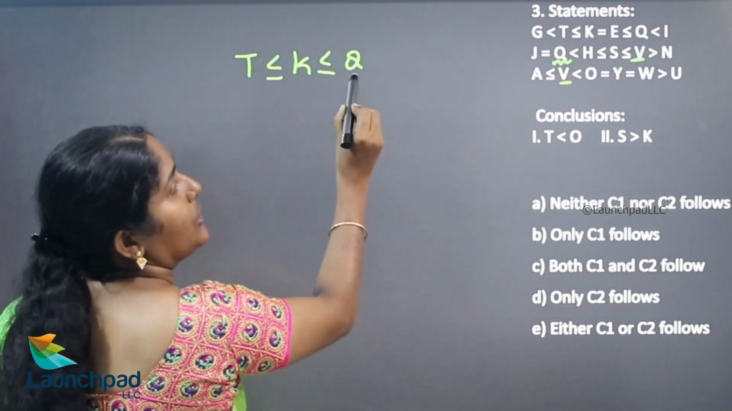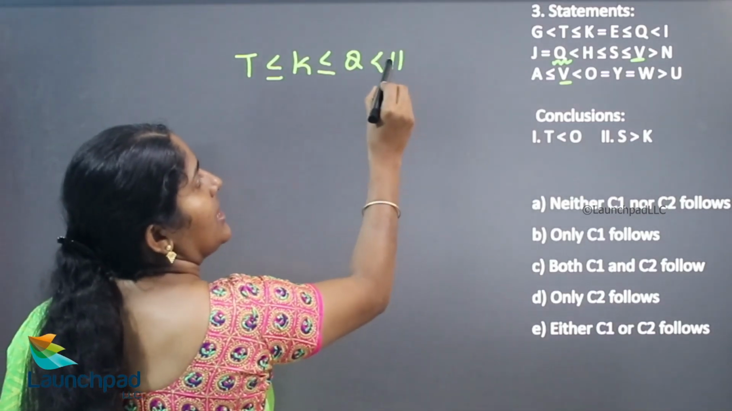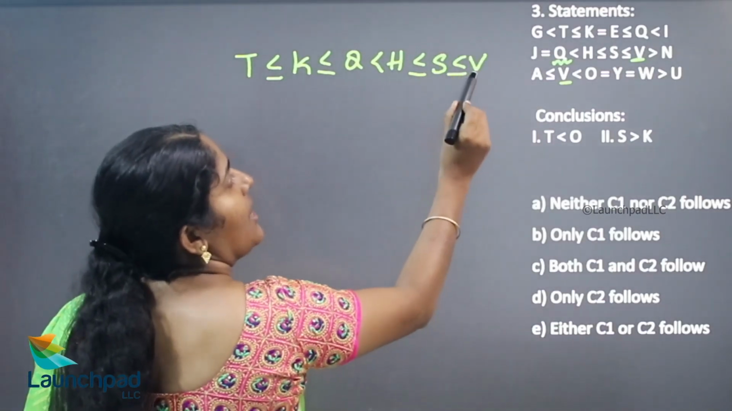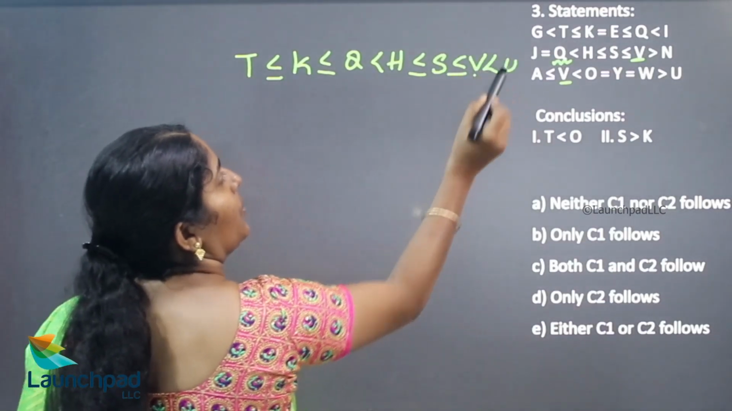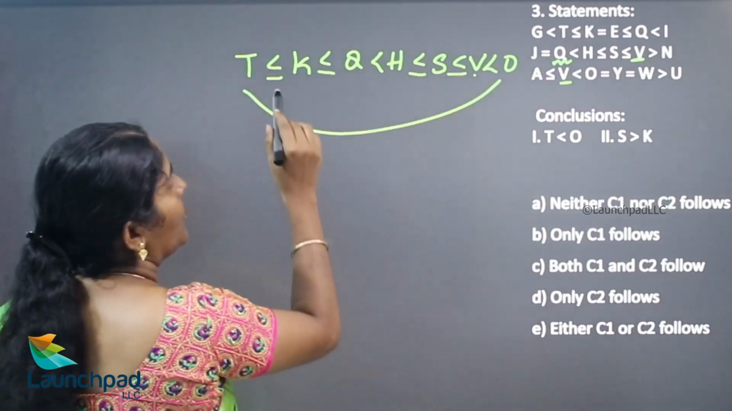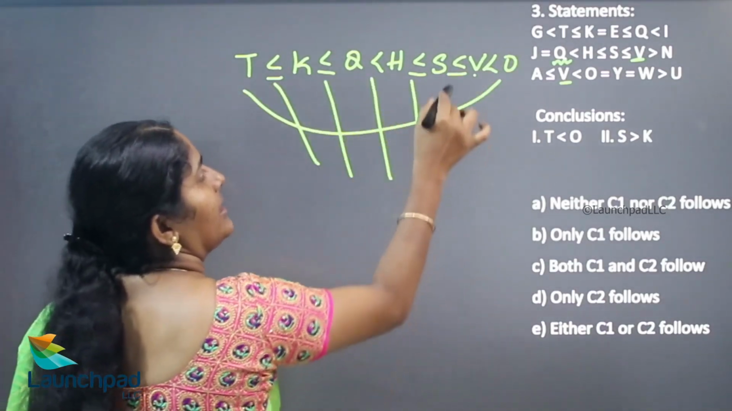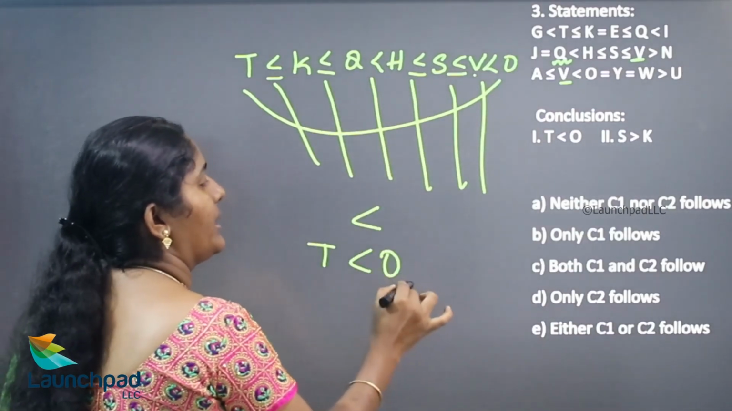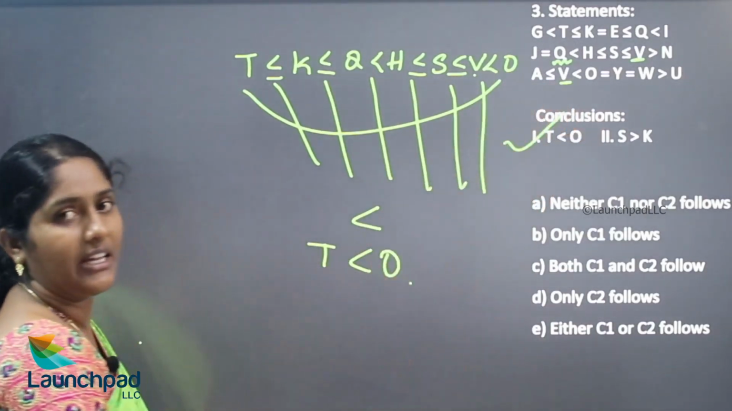So here Q is less than H, H is less than or equal to S, less than or equal to V, V is less than O. So here T and O, what is the common symbol here? Less than, T is less than O. Hence the first conclusion is right.